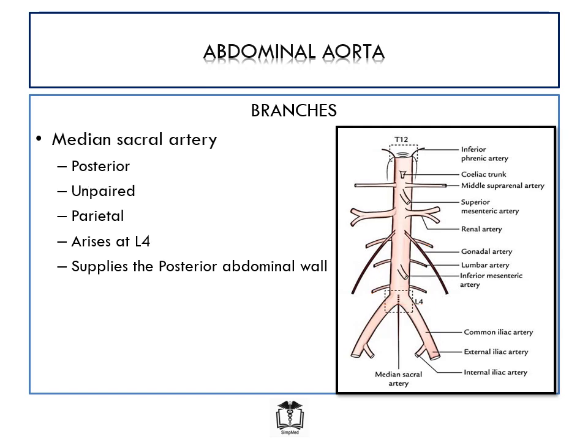The final artery as a branch of the abdominal aorta is the median sacral artery. This artery is the only posteriorly placed artery, so it originates from the posterior wall of the abdominal aorta. It is unpaired, just like our celiac trunk, superior mesenteric, and inferior mesenteric. And unlike them, it tends to supply the parietal structures, which is the body wall. So it supplies the posterior abdominal wall, and it arises very low down at L4, at the point just above the point of termination of the entire abdominal aorta.